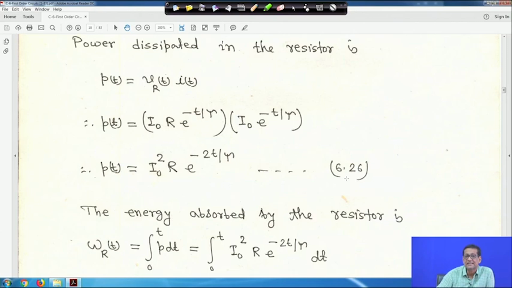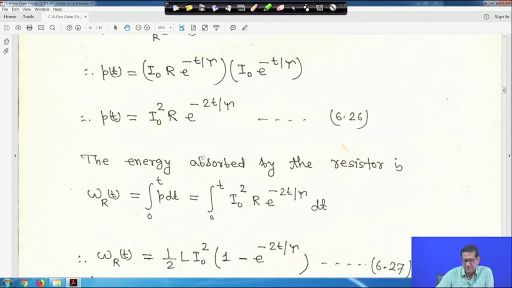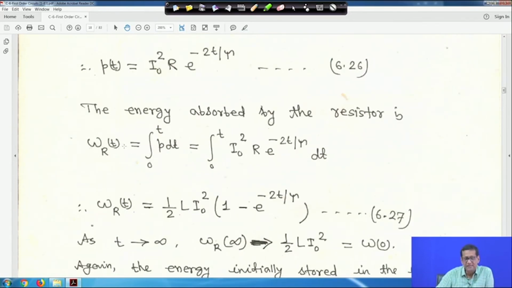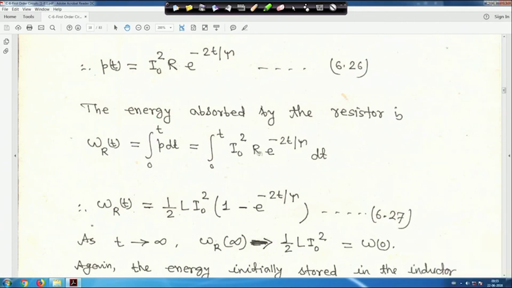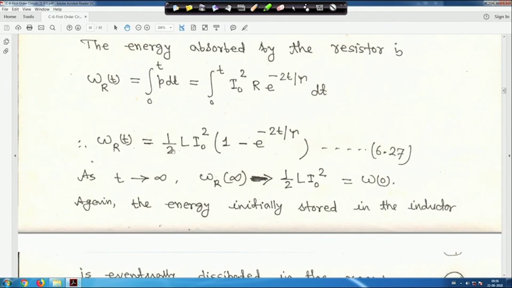This is equation 26. Now, the energy absorbed by the resistor, w(t), is the integral from 0 to t of p dt. This is the expression for p, equation 26. You put in I0 square R into e to the power minus 2t upon tau dt, integrate and simplify. If you do so, you will get w(t) is equal to half L I0 square into 1 minus e to the power minus 2t upon tau.